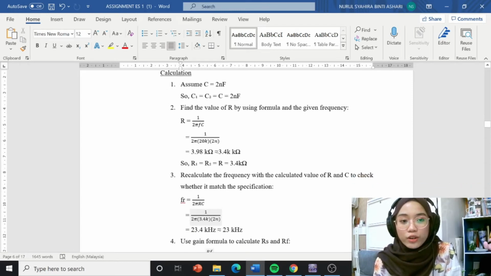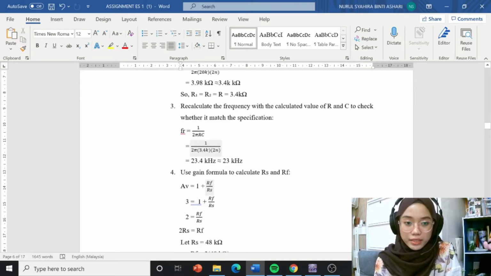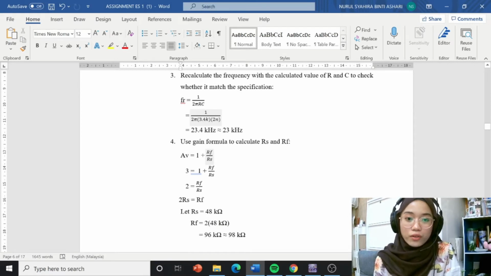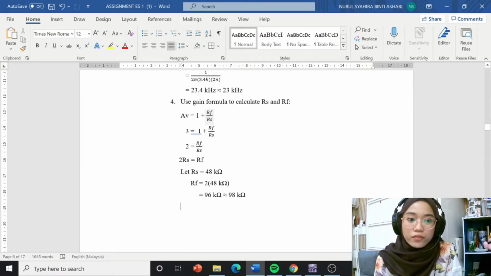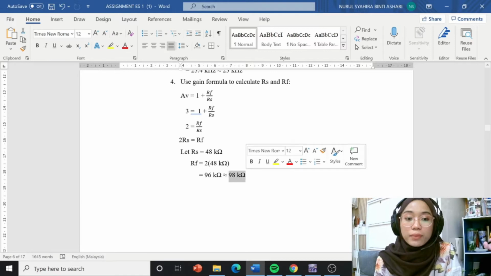I assume the value of the capacitor is 2 nanofarad, and next I calculate the value of R, which I got as 3.98K, and I use 3.4K in the Multisim. Next, I calculate the frequency using the R and C to see whether it matches the specification. So I got 20 kHz. For the gain formula used to find RS and RF, I assume the RS value is 48K and the RF value that I got is 96K, and I assume it to be 98K in the Multisim.